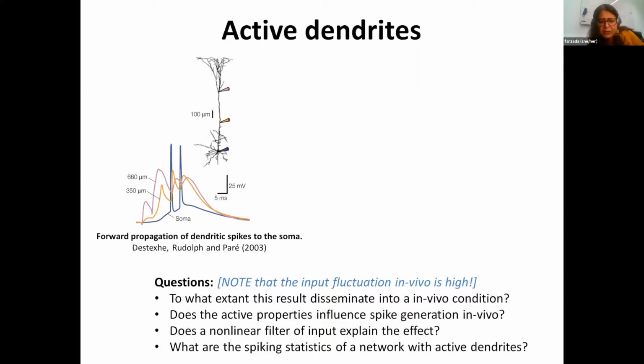For example, to what extent does this result generalize to in vivo conditions, because the result that they had was in a very silent type of simulation study, and there's not much noise in that study. How does the noise change this result? Do the active properties influence the spike generation in vivo, also with lots of noise?